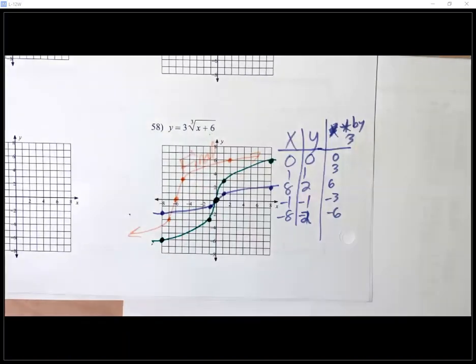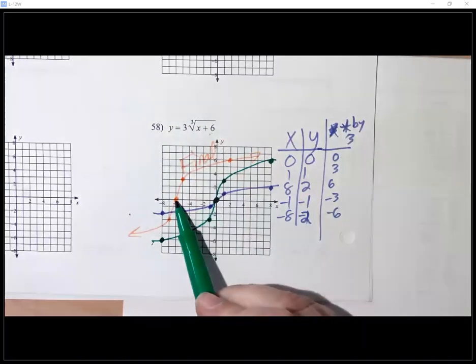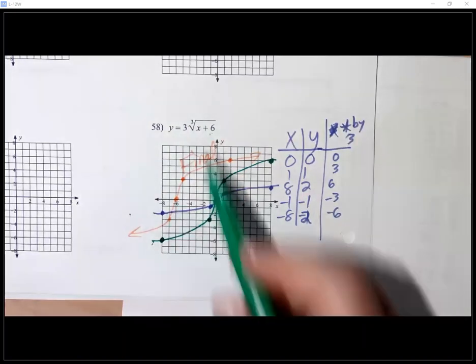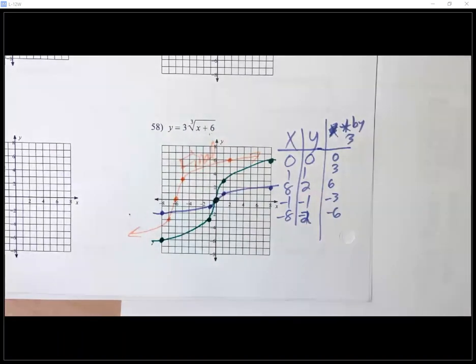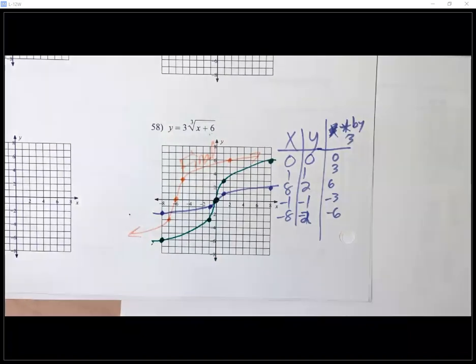I would encourage you to plug in a point, at least one. So if I plug in -6, it should come out with a 0. It does. If I plug in -5, it should come out with a +3. It does. I love when it works. So I know I did it right.